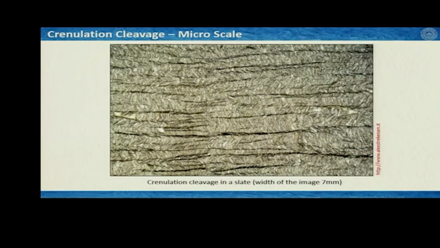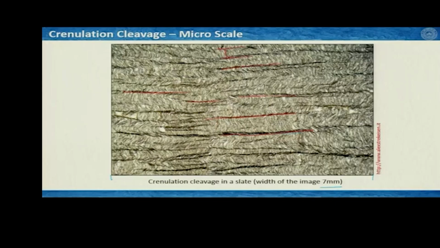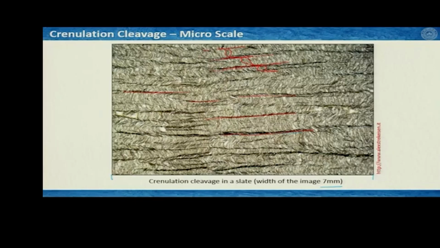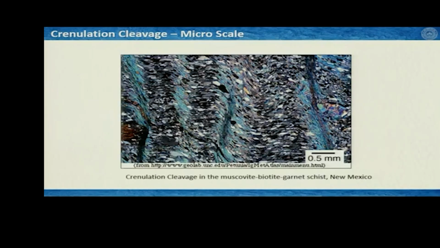So, here is an example of granulation cleavage again from the micro scale. The width of this image is 7 millimeters, and you clearly see that these are your cleavage domains, and within the cleavage domains, if I consider here and here, we certainly have some sort of fabrics going on which are defining your cleavage. And because in between the two cleavage domains we have microlithons, and the microlithons have some fabrics, this is granulation cleavage. Let us have a look at another example.